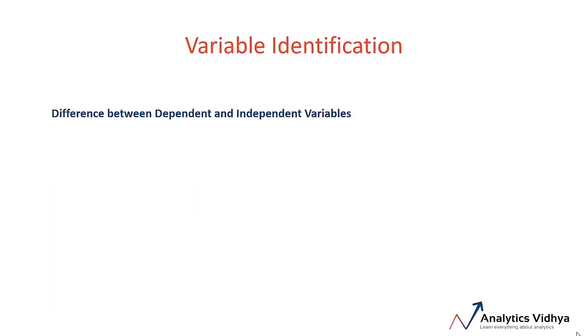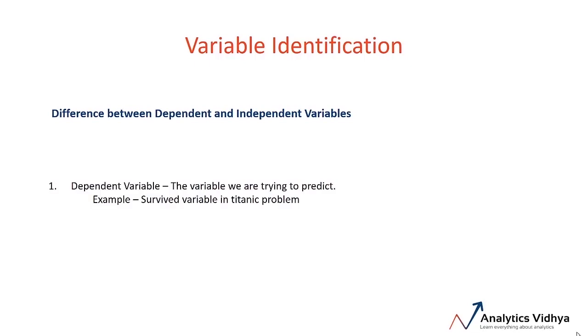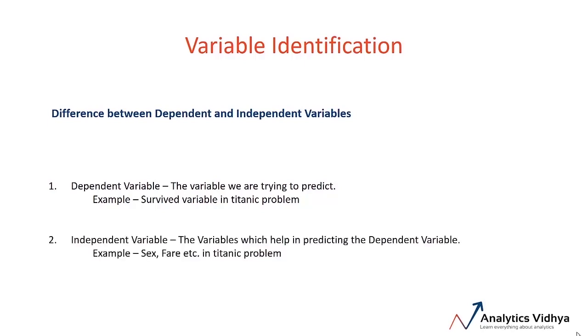So, what is the difference between dependent and independent variables? Let's first talk about dependent variables. A dependent variable is the one we are trying to predict. For example, the survived variable in the Titanic problem. Whereas, independent variables are the ones which help in predicting the dependent variable. For example, the sex and the fare variable in the Titanic problem.